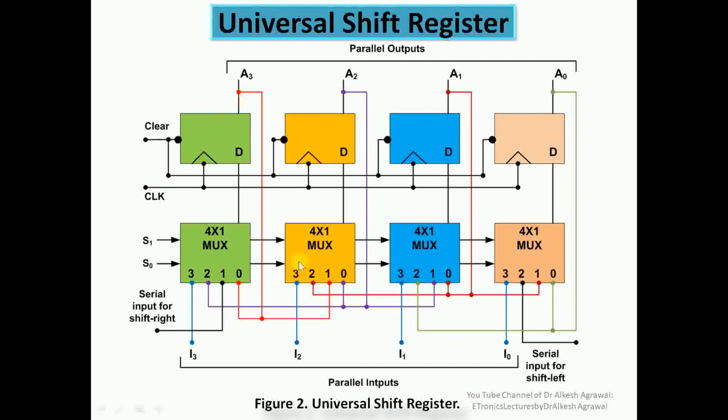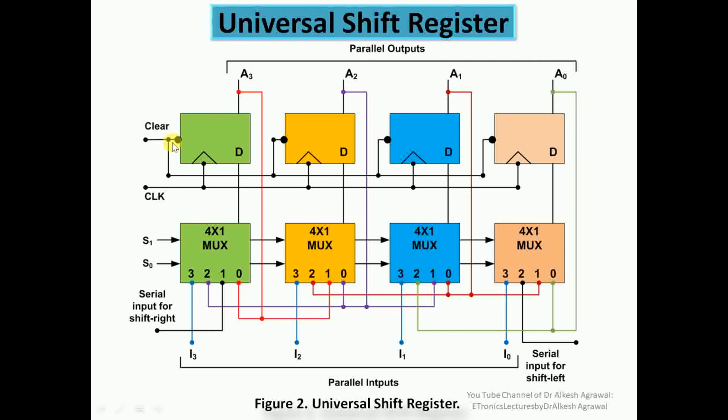Here you can see the diagram, which seems somewhat complex, but it's not very complex. It is a universal shift register that comprises both combinational logic as well as sequential logic. Here you can see it's a 4-bit register. Parallel to that, we have four 4-cross-1 multiplexers: the first, second, third, and fourth multiplexer. The output of each multiplexer is connected to the input of a D flip-flop. So we have the first, second, third, and fourth D flip-flop. Then we have a clear input.